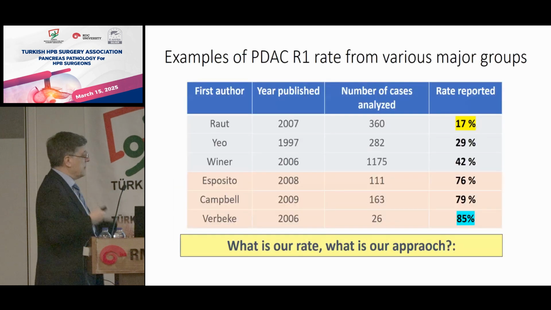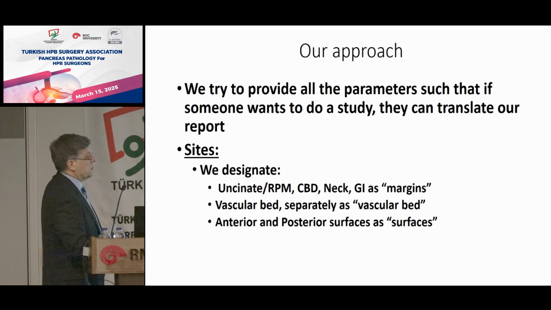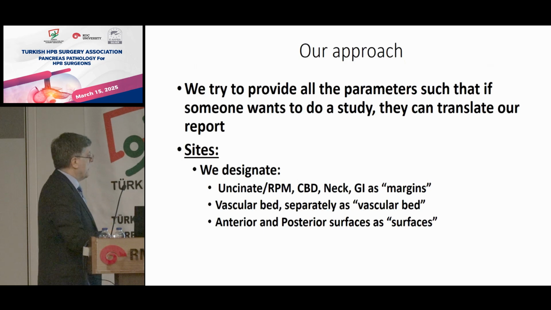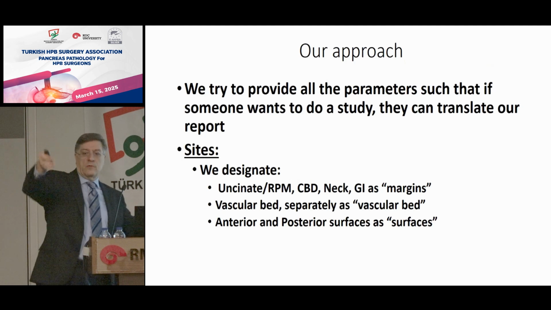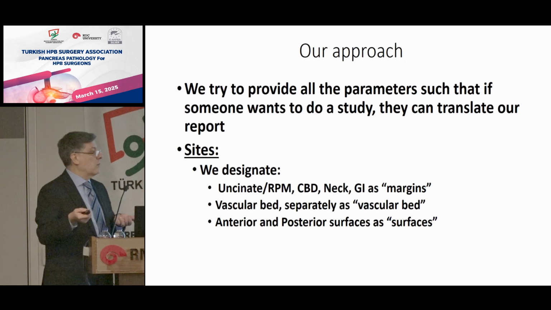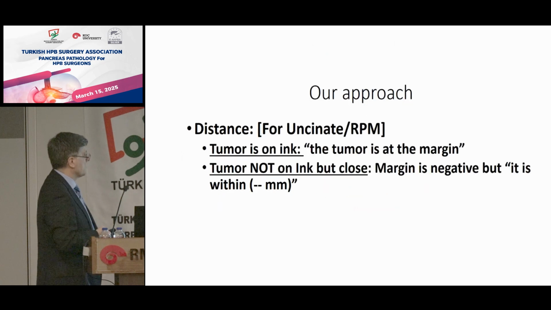And we need to kind of standardize this, but it's not easy. What's our approach? First of all, we try to provide the parameters for every aspect, margins, every surface separately, such that, for instance, we report vascular bed, we take it separately, and just a vascular bed involved by carcinoma on its surface. So 5 years down the line, one of our residents wants to do a study, they can go back, and if we decide that that's actually a margin, they can go back and include that in R1. We document everything for at least academic purposes.